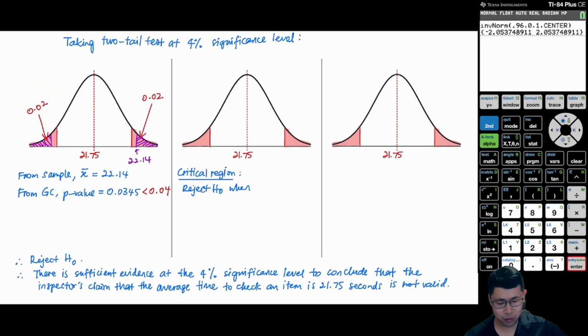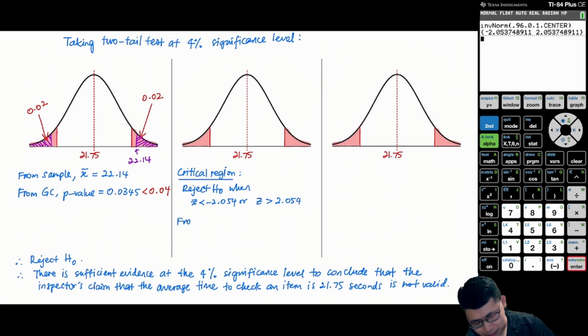So I'm going to reject this when z is less than negative 2.05 or z is greater than 2.053. Maybe 4, okay, round up to 4. So this is the critical region.